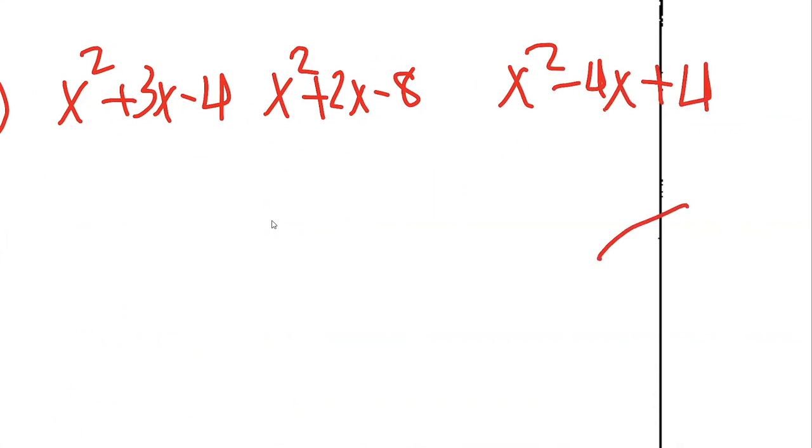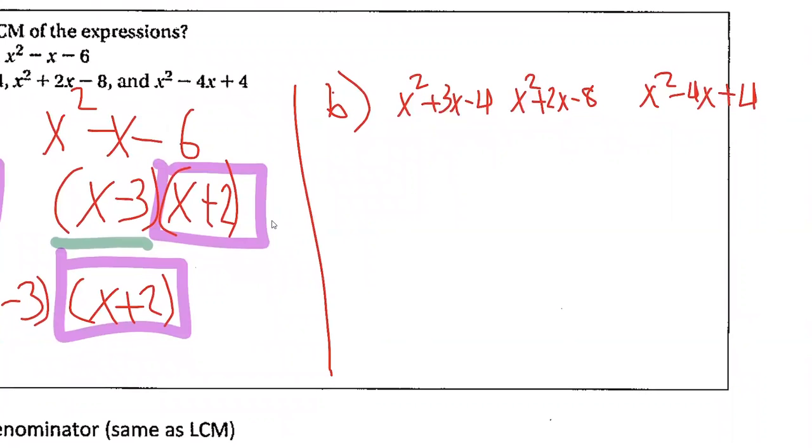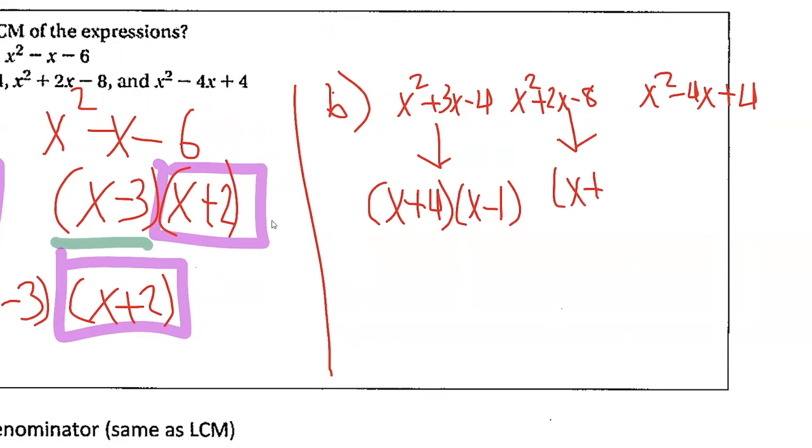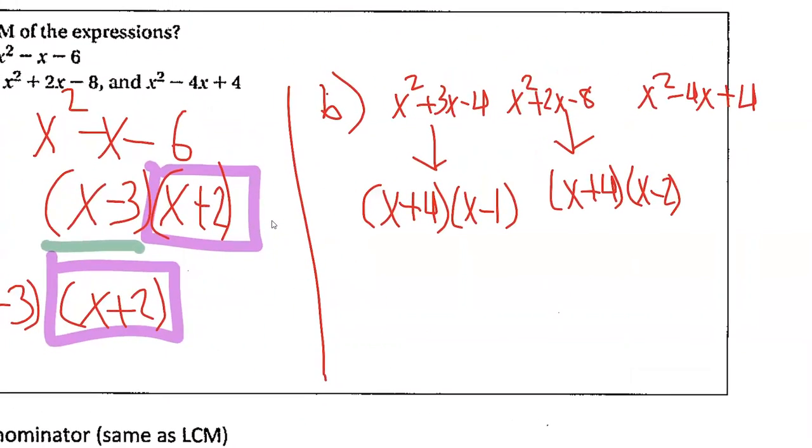Okay, the first thing we want to do is try to factor any of these. This first one factors nicely. That would be x plus 4 times x minus 1. This one, if we factor, would be x plus 4 times x minus 2. This last one, what multiplies to 4 and adds up to -4? That would be x minus 2 times x minus 2, or you could write that as x minus 2 squared if you'd like.